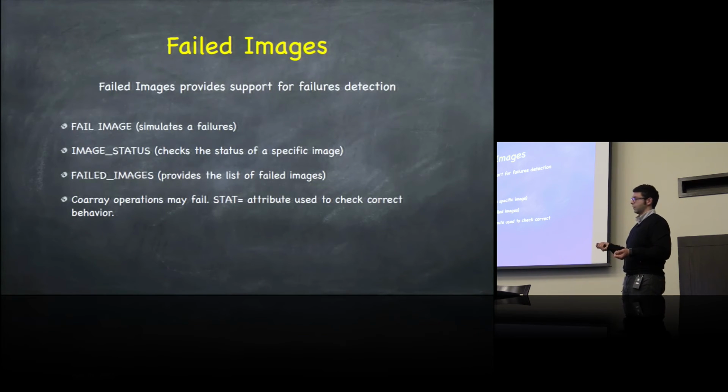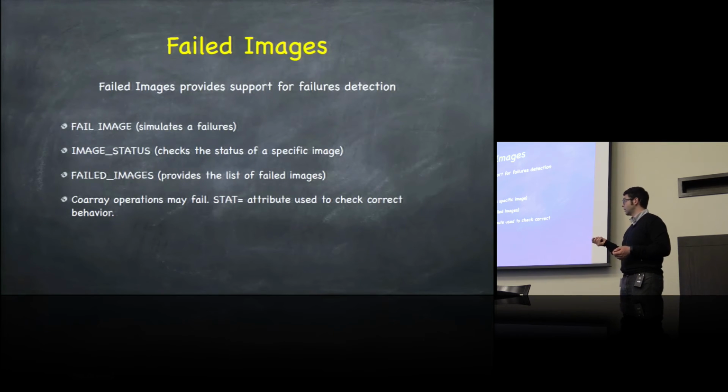And finally, in my opinion, the most important function here is failed images, which returns the list of failed images from the point of view of the image that executes that function. The last statement is a little bit tricky, but it's essential. Because now coarrays assume that an image can fail, it's pretty similar to an I/O operation. In Fortran, when you have an I/O operation, you may have a problem when you access your file. You may not have enough rights to access that file. The file may not be there, or have the wrong name, or whatever.